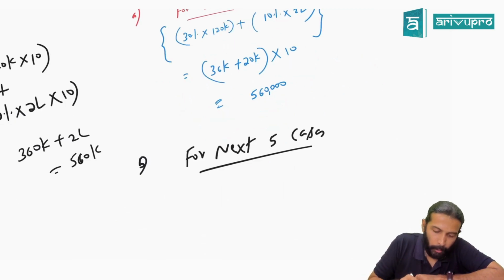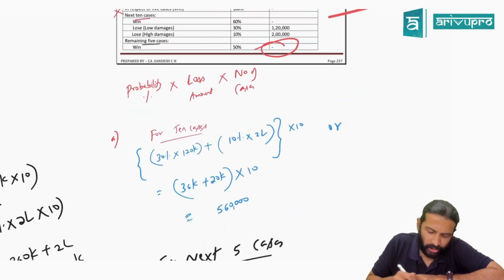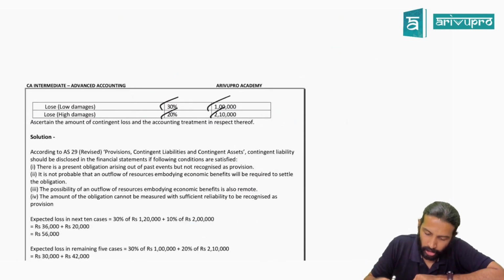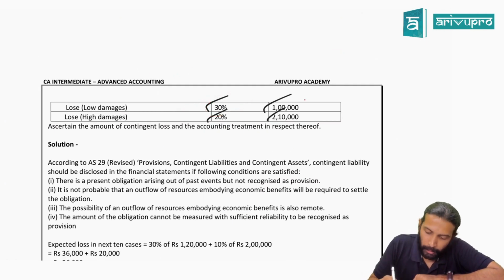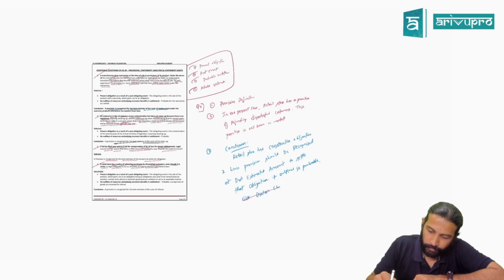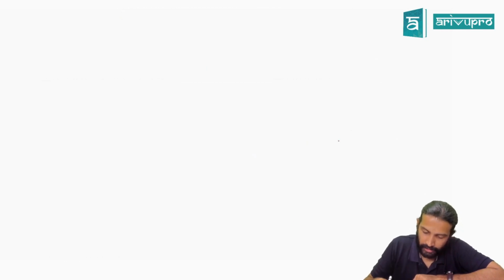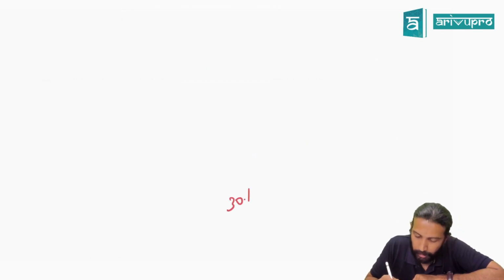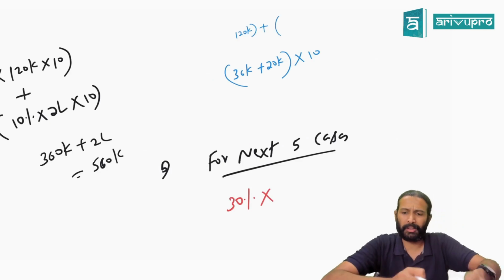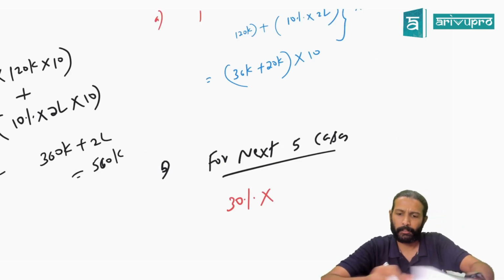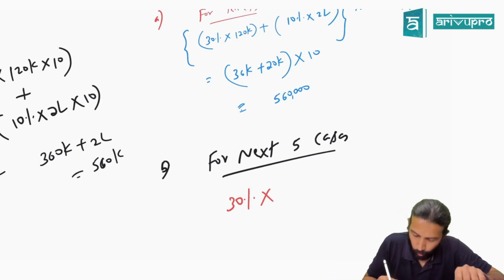What is that formula, sir? Probability percentage. For win percentage, there is no damage. Leave that. What is the loss percentage? 30%. How much is the damage amount? 1 lakh. So just take this 30% multiplied by damages amount. Can you tell me the damage? How much is the damage amount in that question? 1 lakh. Okay. How many such cases are there?